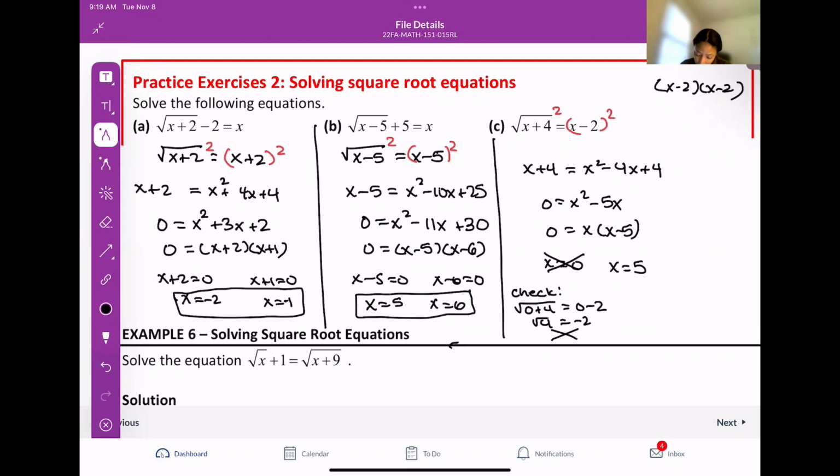When we check 5, though, things work out. The square root of 5 plus 4 equals 5 minus 2. That's the square root of 9 equals 3, which is true.